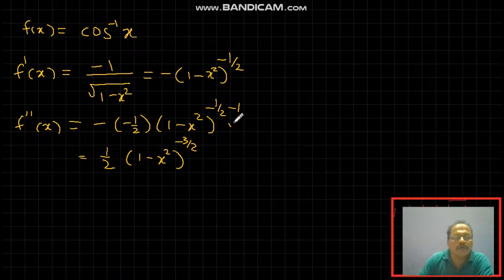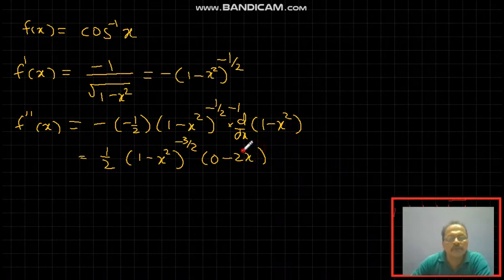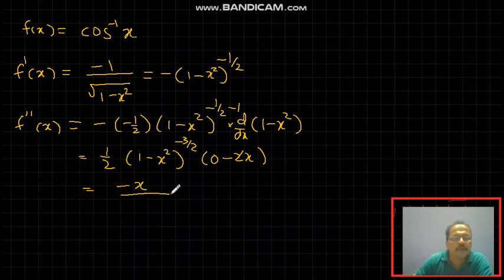Here I forgot to use the chain rule. Bracket raised to minus half, derivative is minus half bracket raised to minus half minus 1 into derivative of bracket, that is 1 minus x square. The derivative of 1 minus x square is 0 minus 2x. This 2 will get cancelled with this 2 and your answer is minus x upon 1 minus x square raised to 3 by 2.